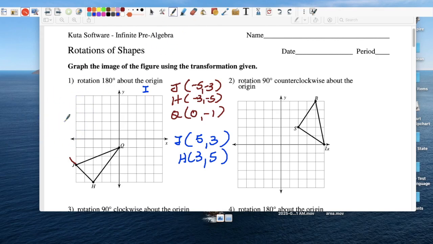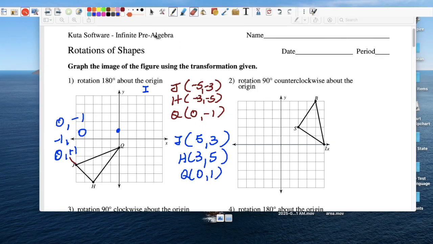Point Q is 0, -1. It's going to switch to -1, 0. And then it's going to switch to 0, -1. But it's going to be over here, right? So when it lands over here, 0 obviously doesn't have negative or positive, but that -1 becomes +1. So point Q becomes 0, 1.